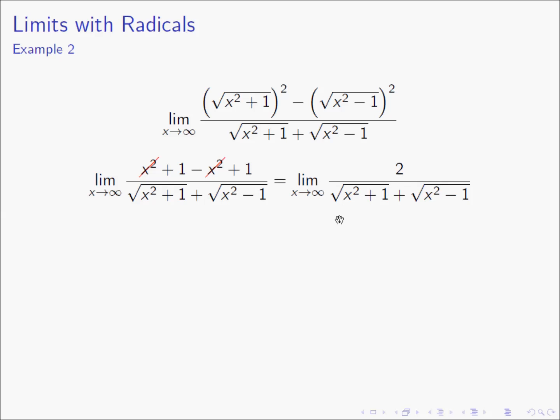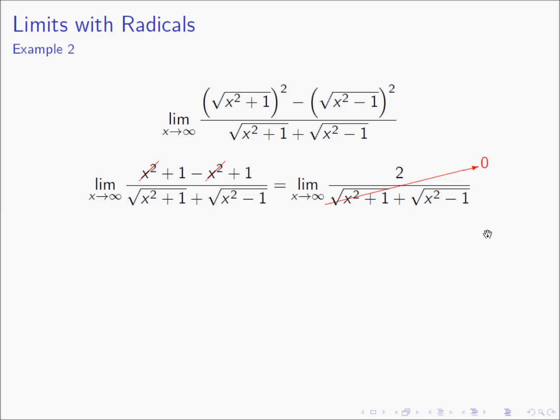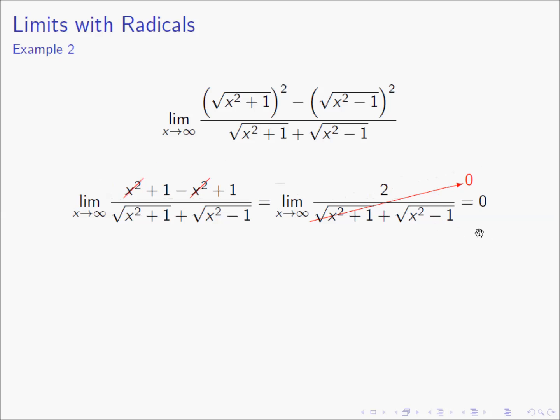Now we see that here we have x approaching infinity, so x squared will also approach infinity, and this square root will also approach infinity, and the same with this other square root. So we have two terms that approach infinity. The sum also approaches infinity, and we know that when we have a fixed number divided by something that approaches infinity, the quotient will approach 0. So we have that this limit equals 0. That's the answer.